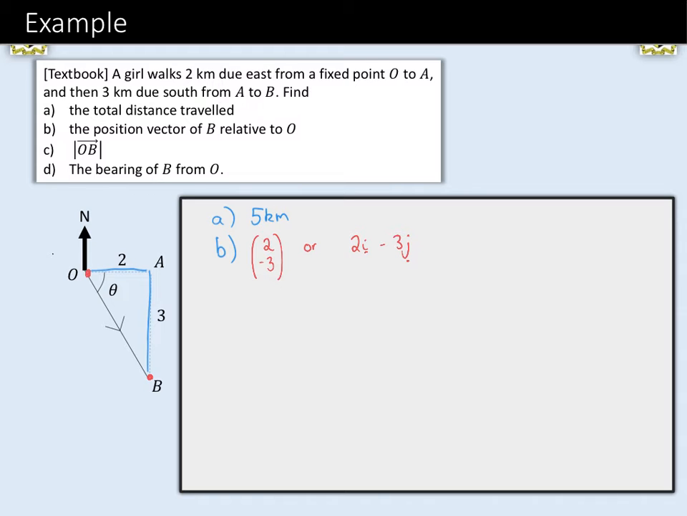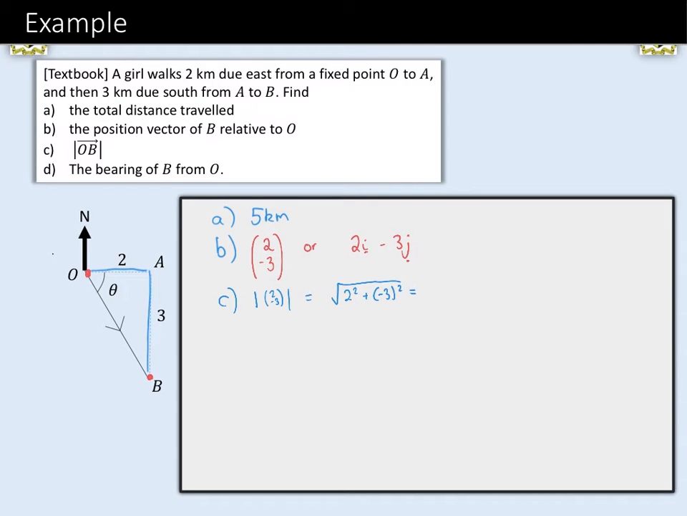The next part just wants the magnitude of that vector, so the magnitude of O to B. So in other words, the magnitude of 2i minus 3j, which is going to be the square root of 2 squared plus minus 3 squared.